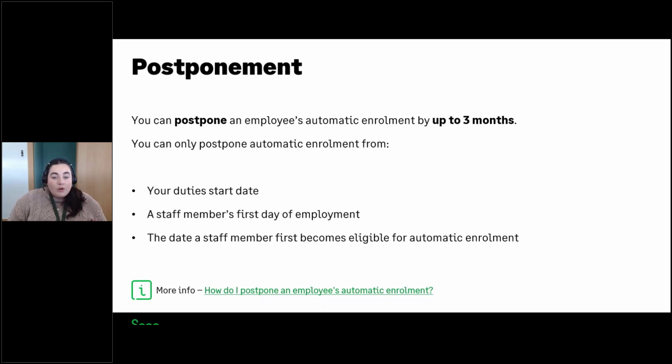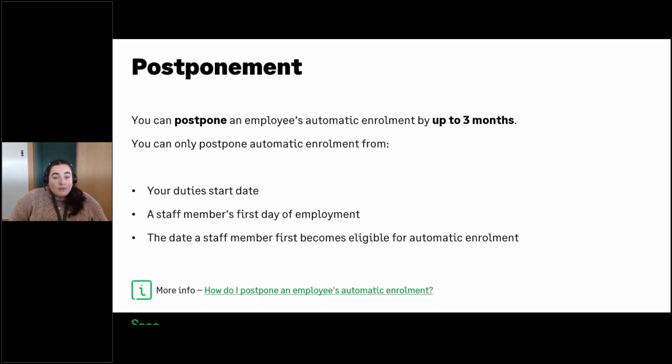Now you can only postpone it from your duty start date, a staff member's first day of employment, if you've had new starters, for example, or the date a staff member first becomes eligible for automatic enrolment, if the work category had changed, for example. Postponement is commonly used to delay automatic enrolment for temporary staff you might have. For example, if you've got some people joining over the summer months or over Christmas who are going to be working with you for less than 3 months. That's a common example. Or for staff who begin working on a probationary period too. So that's some examples of when you would use postponement.